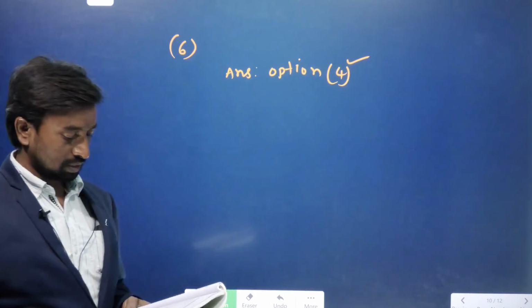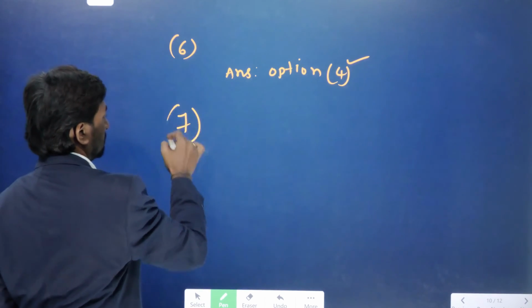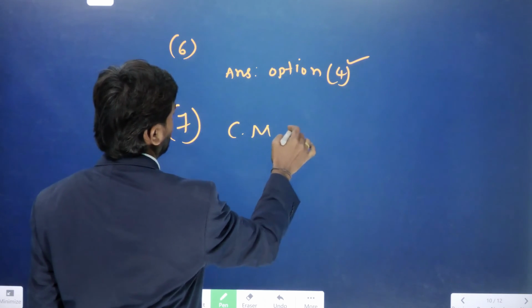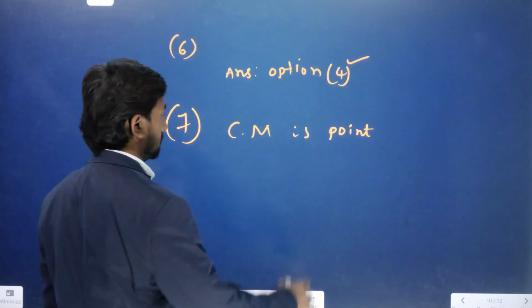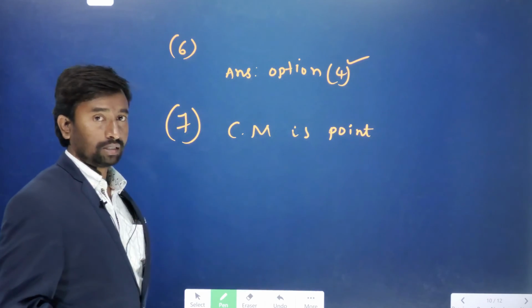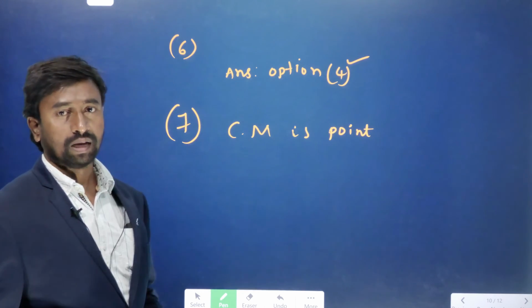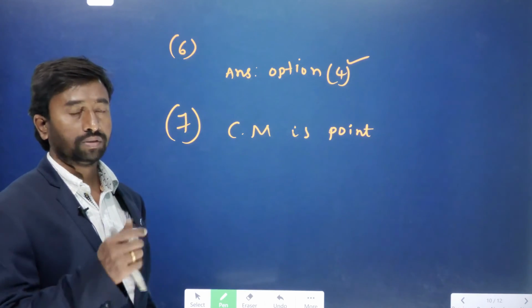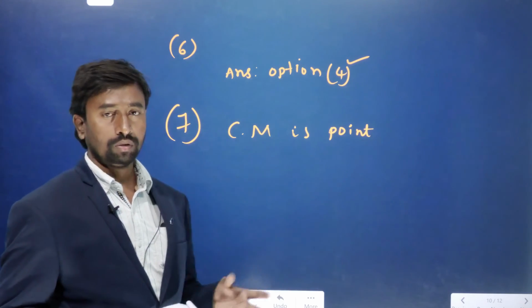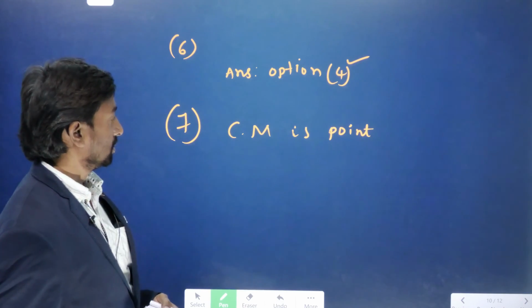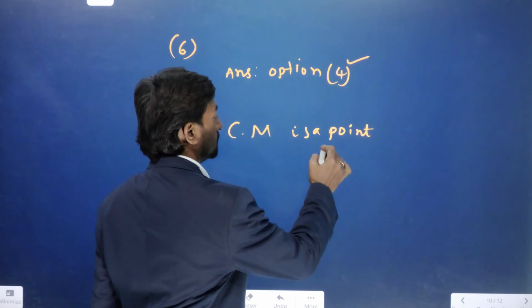Okay. Seventh one: center of mass is a point. It is an imaginary point where the mass of the body seems to be concentrated, or we can say it is a balancing point at which the whole body can be balanced if it is lifted. That is the balancing point. So it is a point. Center of mass is a point.